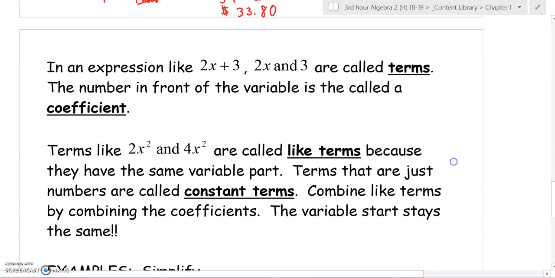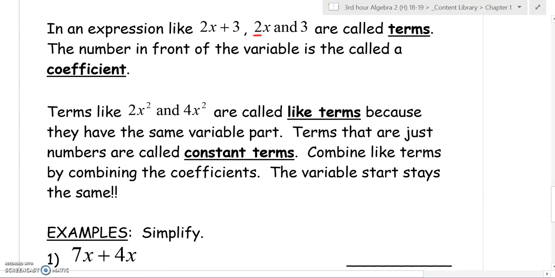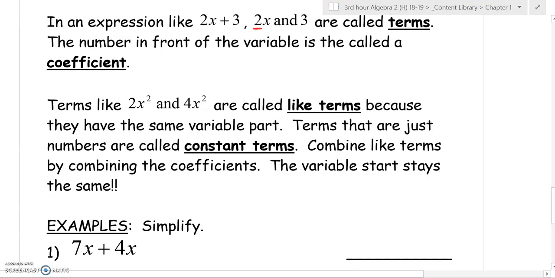Okay, so let's look at some more terminology. In an expression like 2x plus 3, 2x and 3 are called terms. I think we all know that. We're just going to remind ourselves. The number in front of the variable is called a coefficient. It's very important that we remember that. Terms like 2x squared and 4x squared are called like terms because they have the same variable part. Now we have to look at the variable. The base and the exponent have to be exactly the same. Terms that are just numbers are called constant terms.